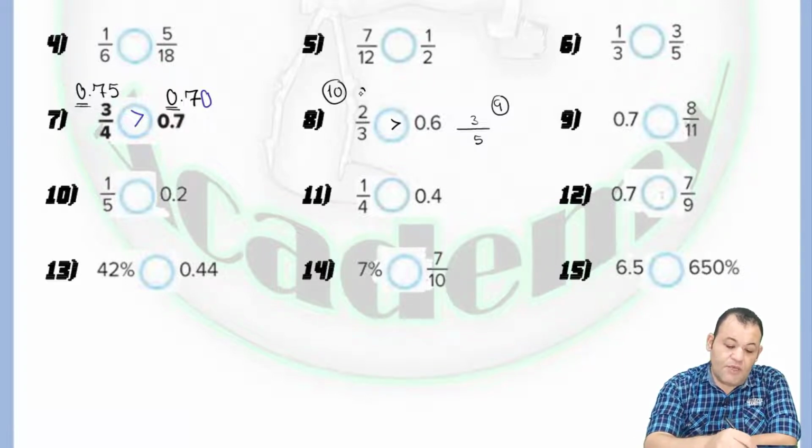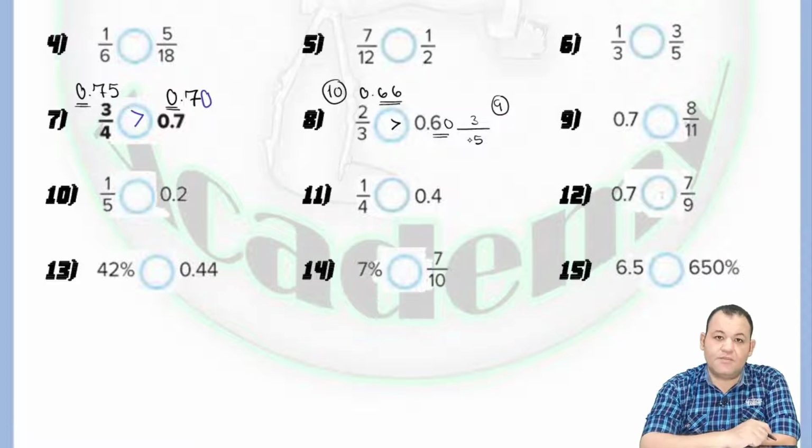2 over 3 will be equal to 0.6 repeated. What is the meaning of 0.6 repeated? It means 0.66 and you repeat infinite times. So 0.6 will be equal to 0.60. If you need to compare, you have 66 and 60. It means 66 is greater than 60. If you convert 0.6 to a fraction, you will find the same answer.